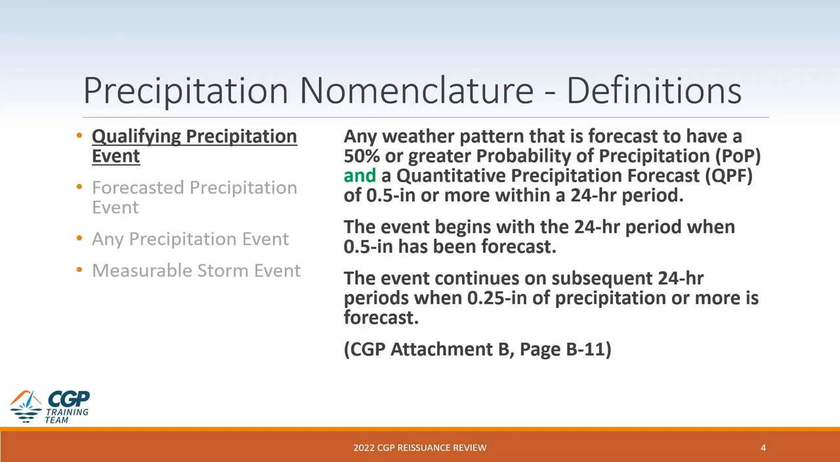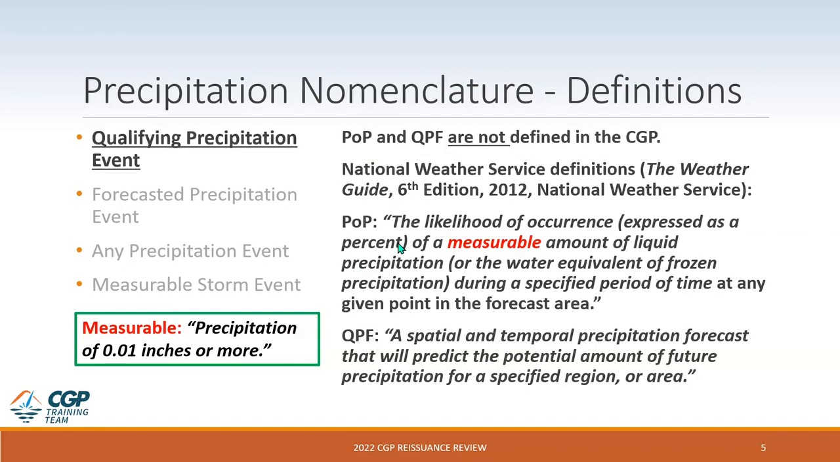Now, notice that in the definition of the qualifying precipitation event, I've highlighted the word "and." That "and" is going to turn out to be a very important word as we go through the rest of this module, and we'll talk about that here in just a second. The probability of precipitation and the QPF are not defined in the Construction General Permit. However, the National Weather Service does provide definitions of those terms.